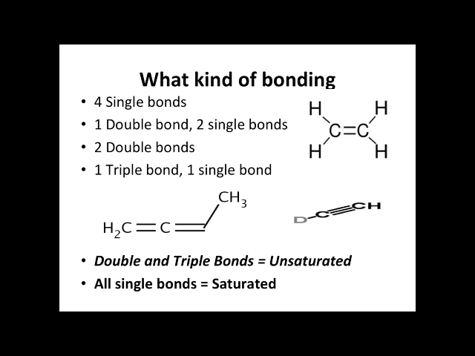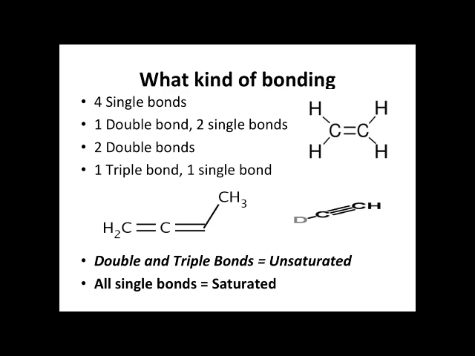You can do 4 single bonds, a double bond and 2 single bonds, 2 double bonds, a triple bond and a single bond, like the images here show. Got some double bonds, triple bonds. And when we have double or triple bonds, we consider that hydrocarbon or that carbohydrate unsaturated. That means that it actually has space where we can stick more hydrogens on it or waters and things like that. So we say it's unsaturated.